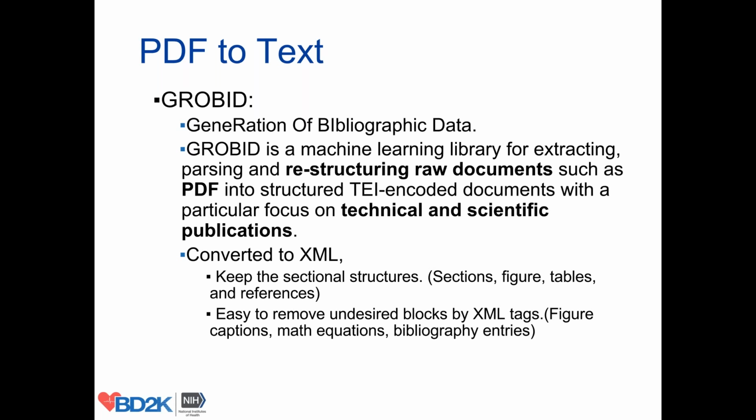The reason why we choose GROBID is that it converts PDF to XML, and XML provides tags of the context, and these tags may help keep the sectional structures such as sections, figures, tables, and other useful information. So this feature is unique to other similar tools, which means that other tools that we tried are not able to keep the sectional information. Also, since we have kept the tags, removing the undesired blocks will become more feasible.